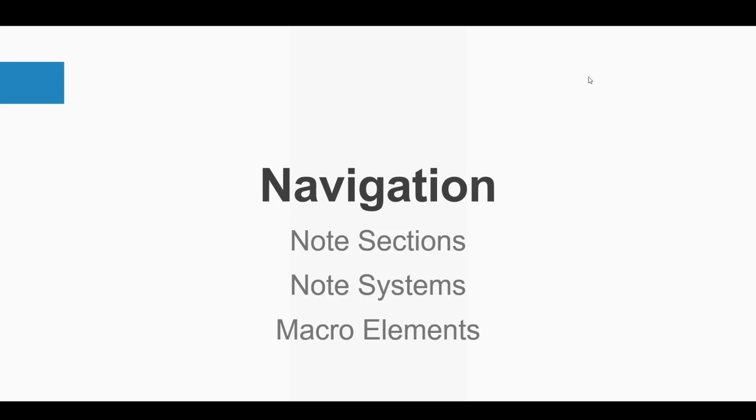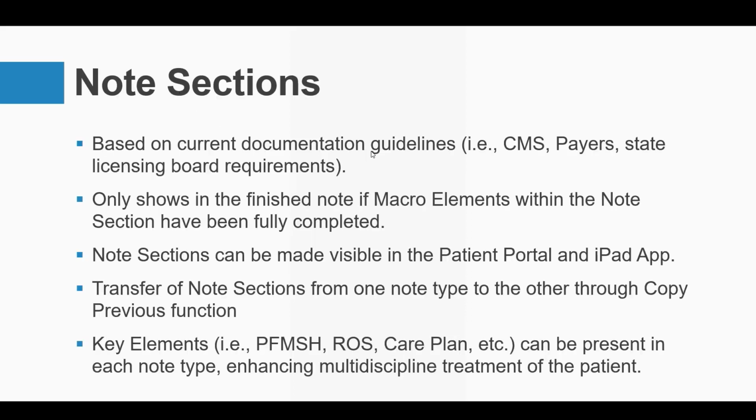To begin the process of understanding the iPatient Care EHR note and how it operates, it's important to understand the three primary operations which lend to the navigation within the note. And that would be the note sections, the note systems, and the macro elements. So the note sections are primarily based on current documentation guidelines.